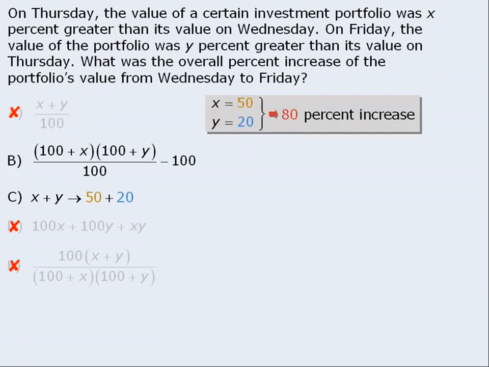When we plug in 50 for x and 20 for y and evaluate, we see that this expression does not yield the target output of 80. So we can eliminate answer choice C. Now that we've eliminated 4 of our 5 answer choices, there's no need to check answer choice B, since it must be the correct answer.